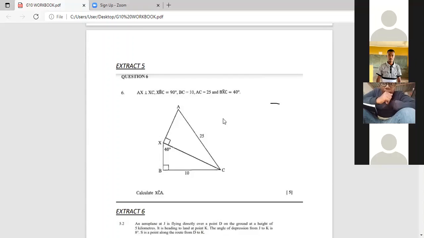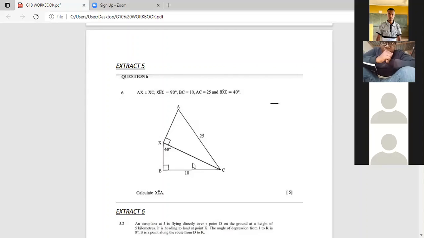This one. Have you done this one yet? Did we do this one? Extract number 5. No. So we can get into extract number 5.